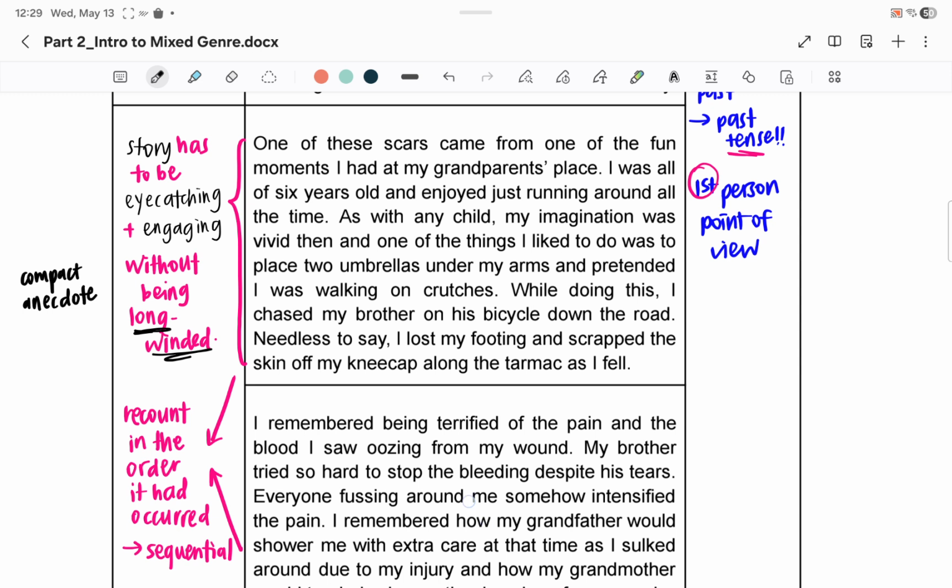Okay, and because it's a recount, it has to be in the order in which it occurred. So it has to be sequential. It cannot be all over the place. The story must follow the chronological flow.